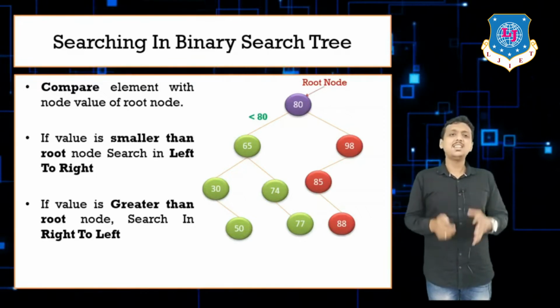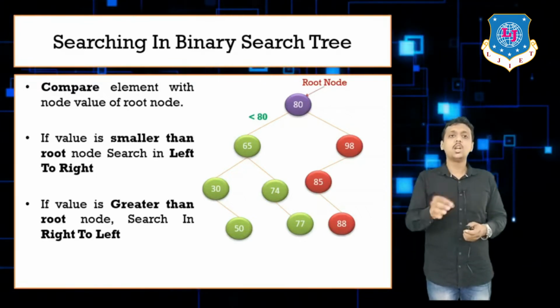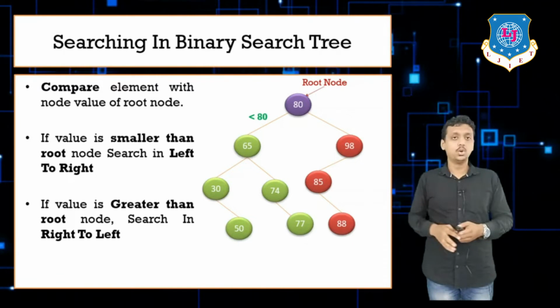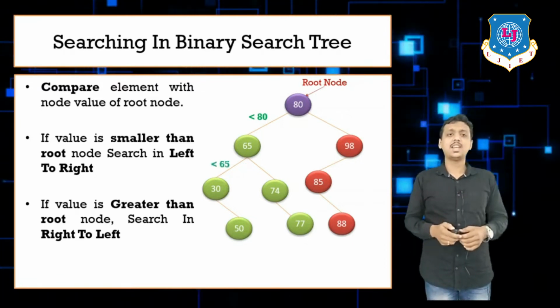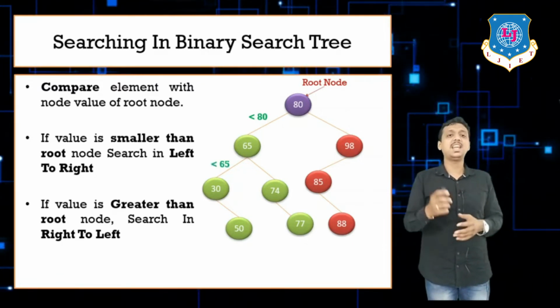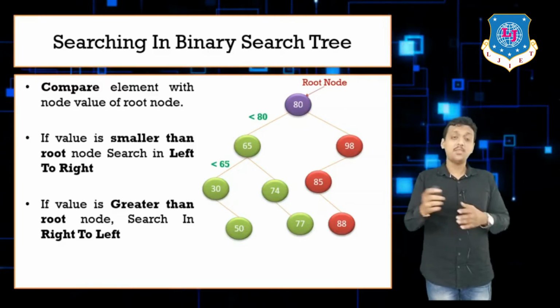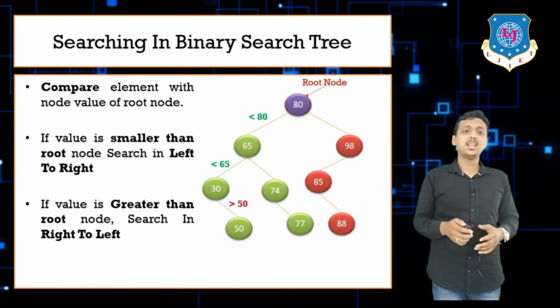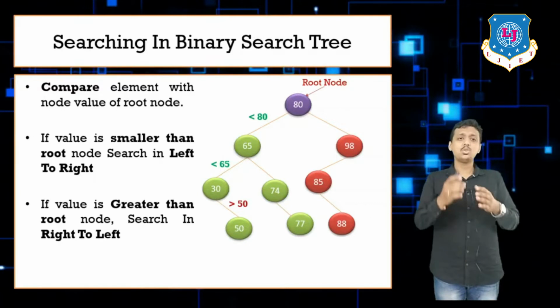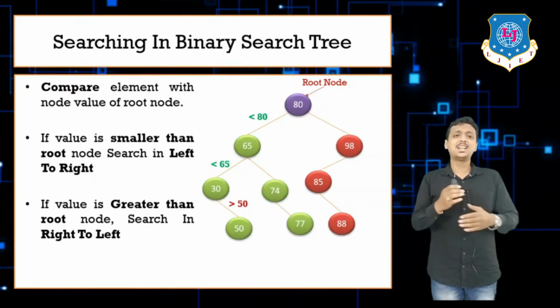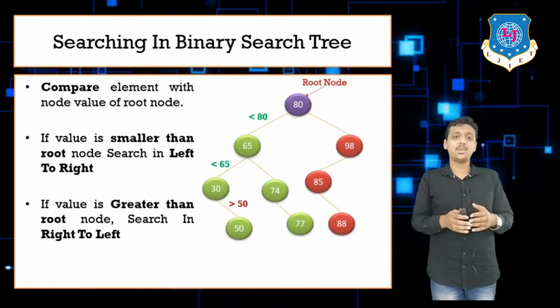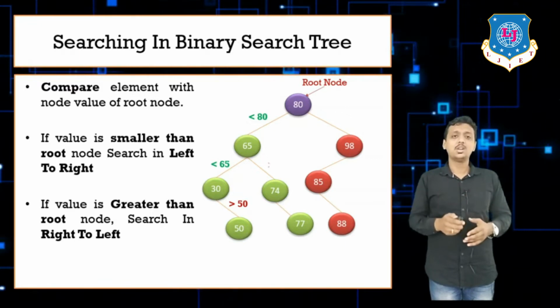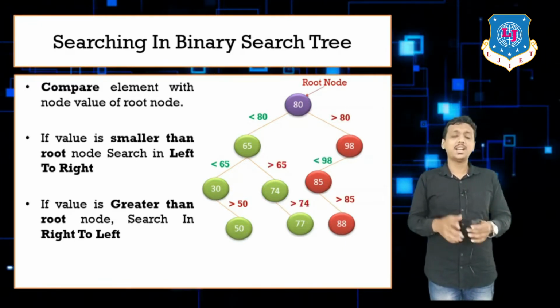So here in searching in binary search tree, you always need to start with the root node. Here I am placing 80 as the root, 65 on the left side of the 80. Then next is 30. Okay, so you can say that 30 is less than 65, so obviously it's on the left side. Okay, like this, the other values are there.